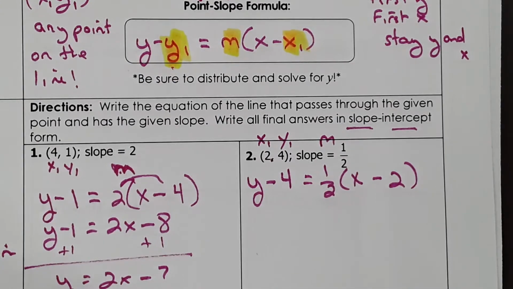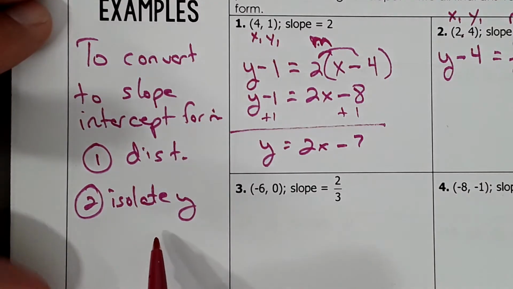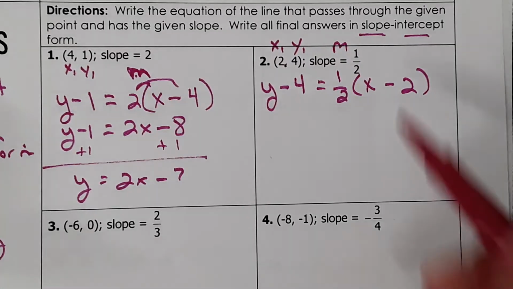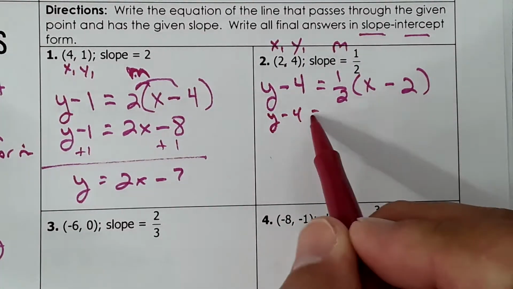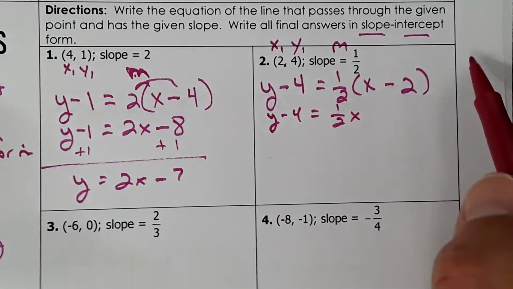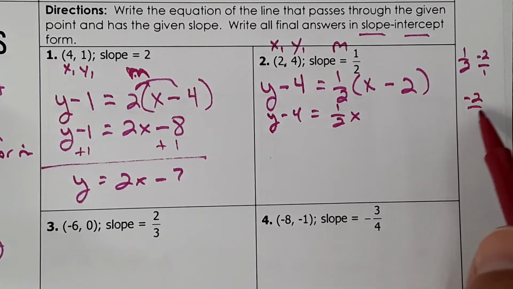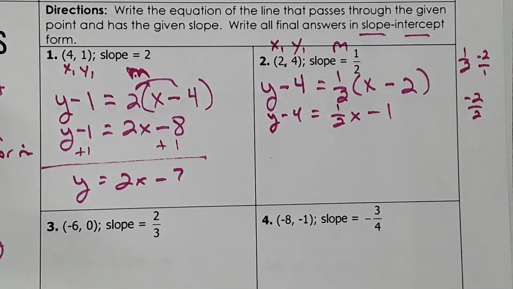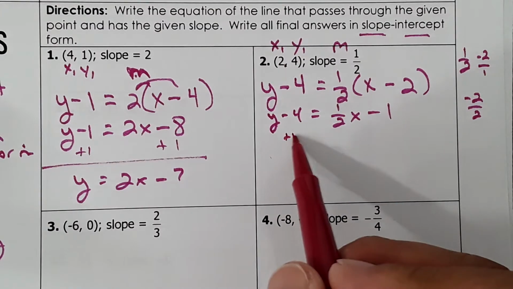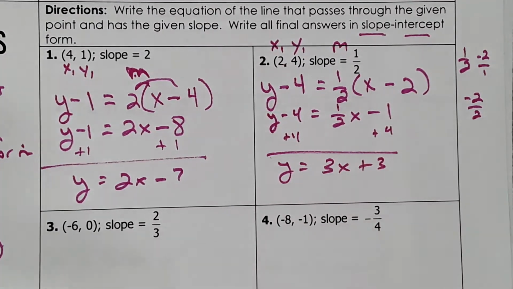Converting to slope-intercept form, I just need to distribute and then isolate y. So I would distribute this half. 1/2 times x is 1/2 x, and 1/2 times -2, put that over 1, would be -2/2, which is just -1. Adding 4 to both sides, and you get y equals 3x plus 3. Okay.